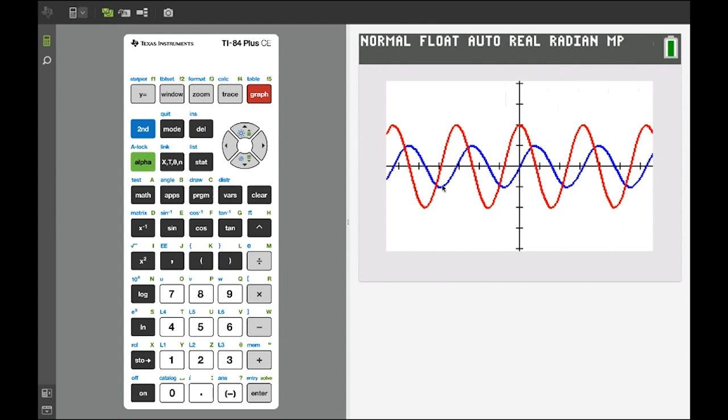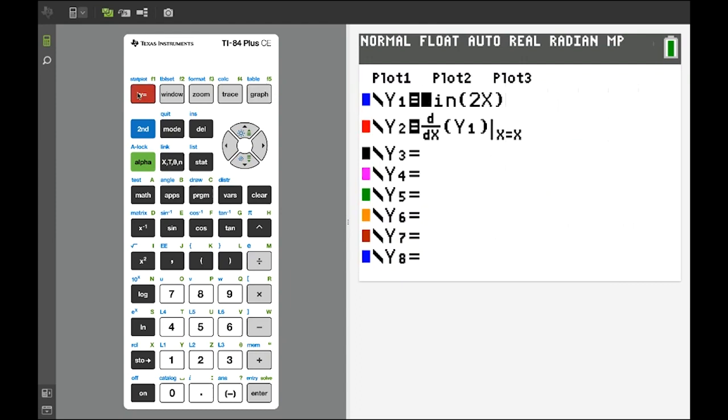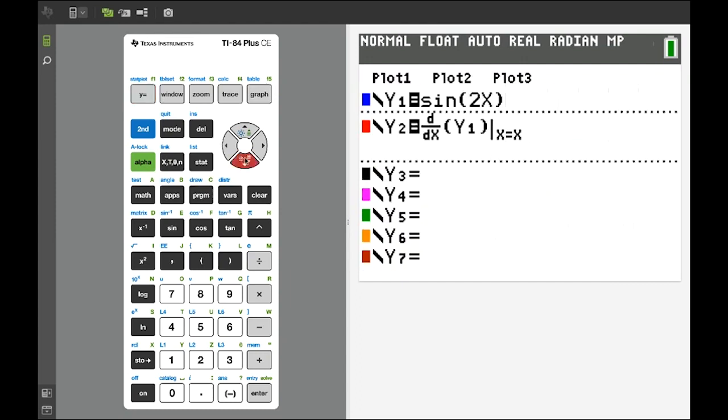Now, sine of 2x has a period of only half of that of sine x. So instead of a regular period of 2 pi, we now have a period of pi. It makes sense that the period of the derivative would also be cut in half. But notice the amplitude of the derivative's graph is twice that of the original. That's the chain rule in effect. We've introduced an additional factor of 2 by taking the derivative. And it makes sense graphically because of the behavior of sine of 2x.